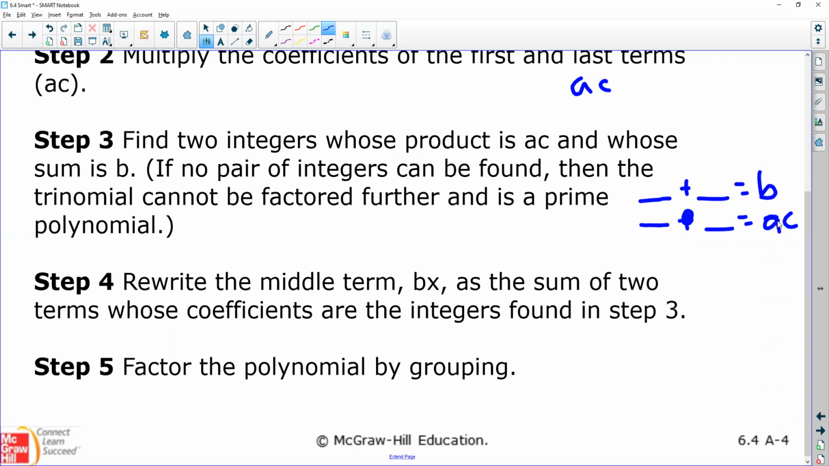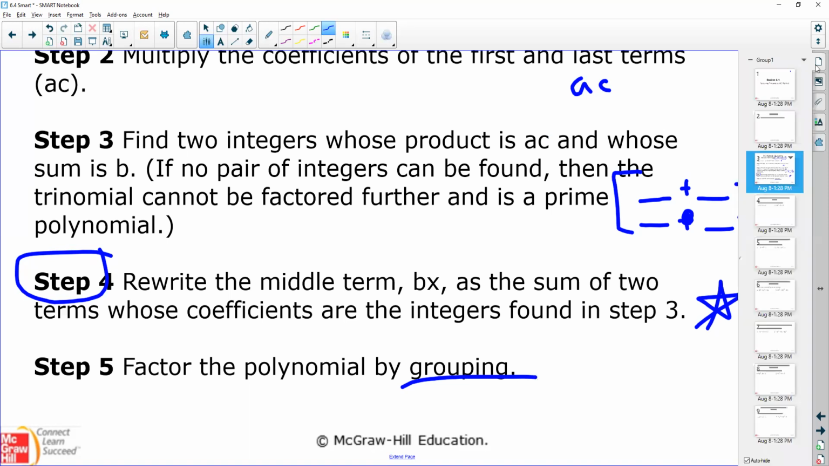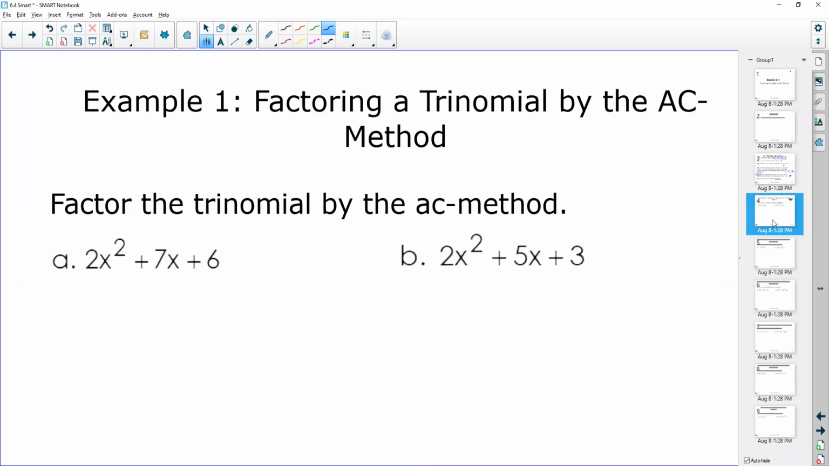And then the step that comes next is the one that people want to skip, but is vital here. This is the change, step 4. You're going to rewrite the middle term bx as the sum of two terms whose coefficients are the integers you found. Now that sounds like a lot of words. I'll show you what that means. And then we're going to factor by grouping. So this is a different process in steps 4 and 5, but it's not actually anything new really.